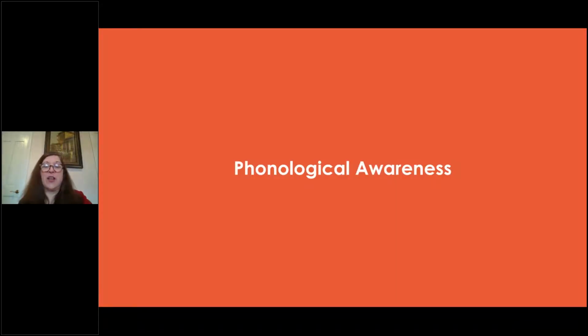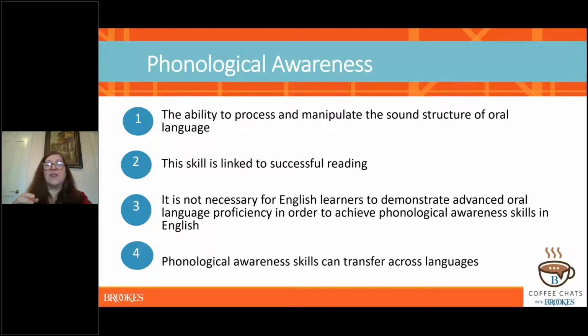In the book, we also cover phonological awareness, and that's the ability to understand and process and manipulate the sound structure of the language. I mentioned to you, the English language has many more sounds than other languages, such as Spanish. But we know that this is a skill that's necessary in English and Spanish and Arabic and even in pictographic languages. It's a universal skill. And what we know is this tells us about that link to successful reading.